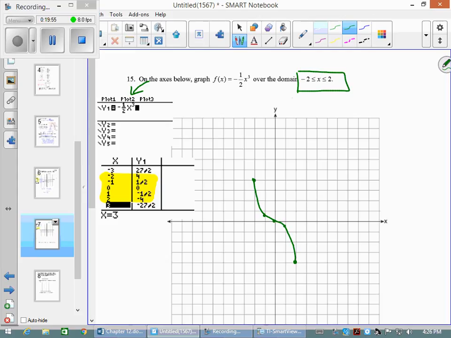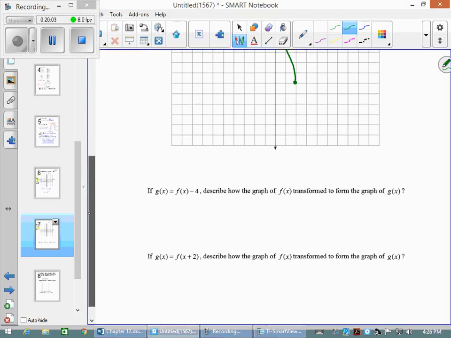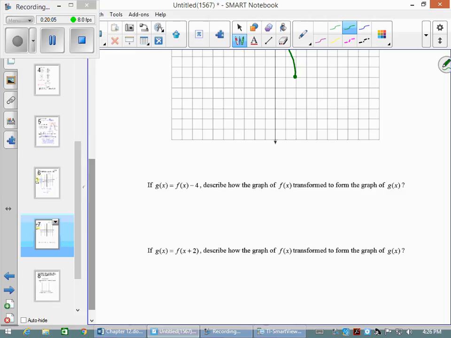So now they asked us a few questions about this graph. They said if g of x equals f of x, our function that we just graphed, minus 4, describe how the graph of f of x transforms to form the graph of g of x. So since we have a negative 4 on the outside, that means we're going to have a shift down. So this is going to be shifted down 4 units. Once again, that's because we have the negative 4 on the outside.